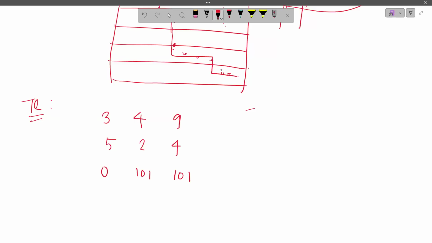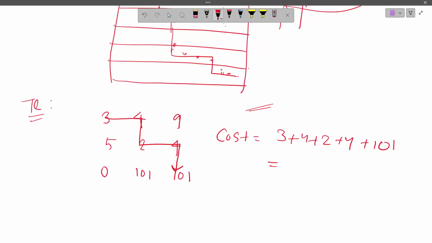Suppose first we forget about the cyclic left shift. If I do not make a cyclic left shift, then what is the cost to move from 1 comma 1 to n comma n? That is simply taking the path with the minimum sum, right? So if this is the minimum sum, then the cost is simply 3 plus 4 plus 2 plus 4 plus 101. 3 plus 4 is 7, 9, 13 and 101. That's 114, so the cost is 114 if you do not make a cyclic shift.